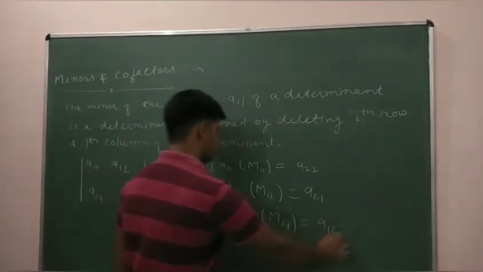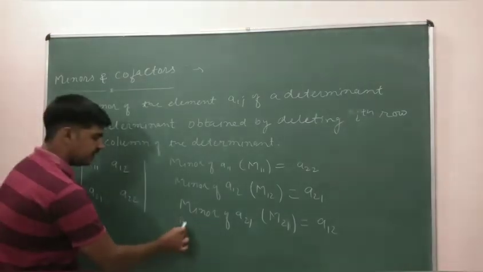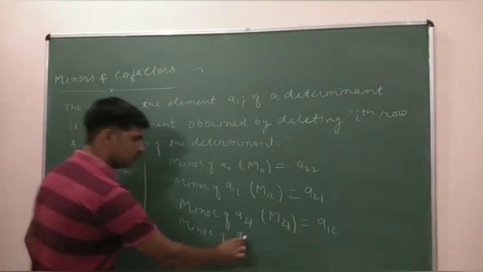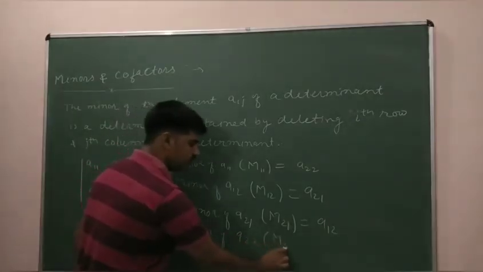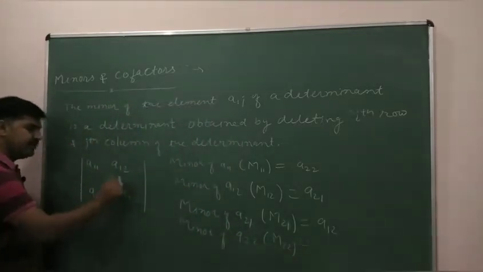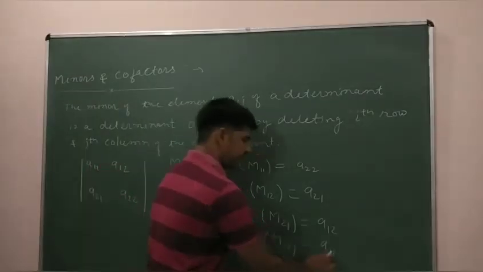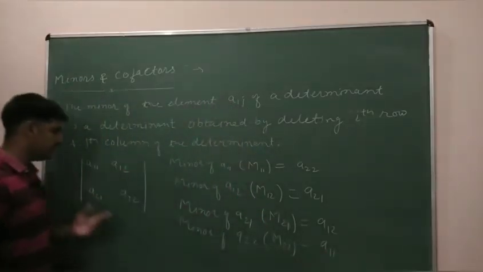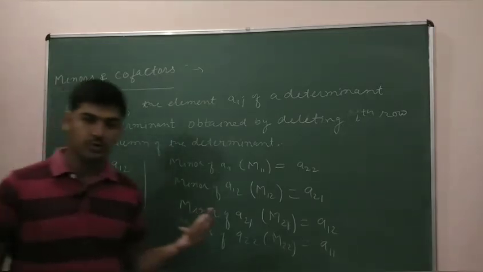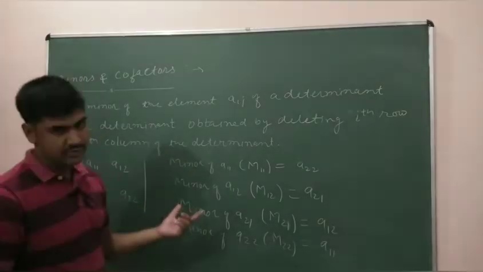So a12. And at last, what is the minor of the element a22? M22 is equal to, delete the second row and the second column, then this particular element is obtained, so a11. Hence this is how we have found the minors of all four elements of a determinant of order 2. You might have understood how to find the minors of a determinant of order 2.